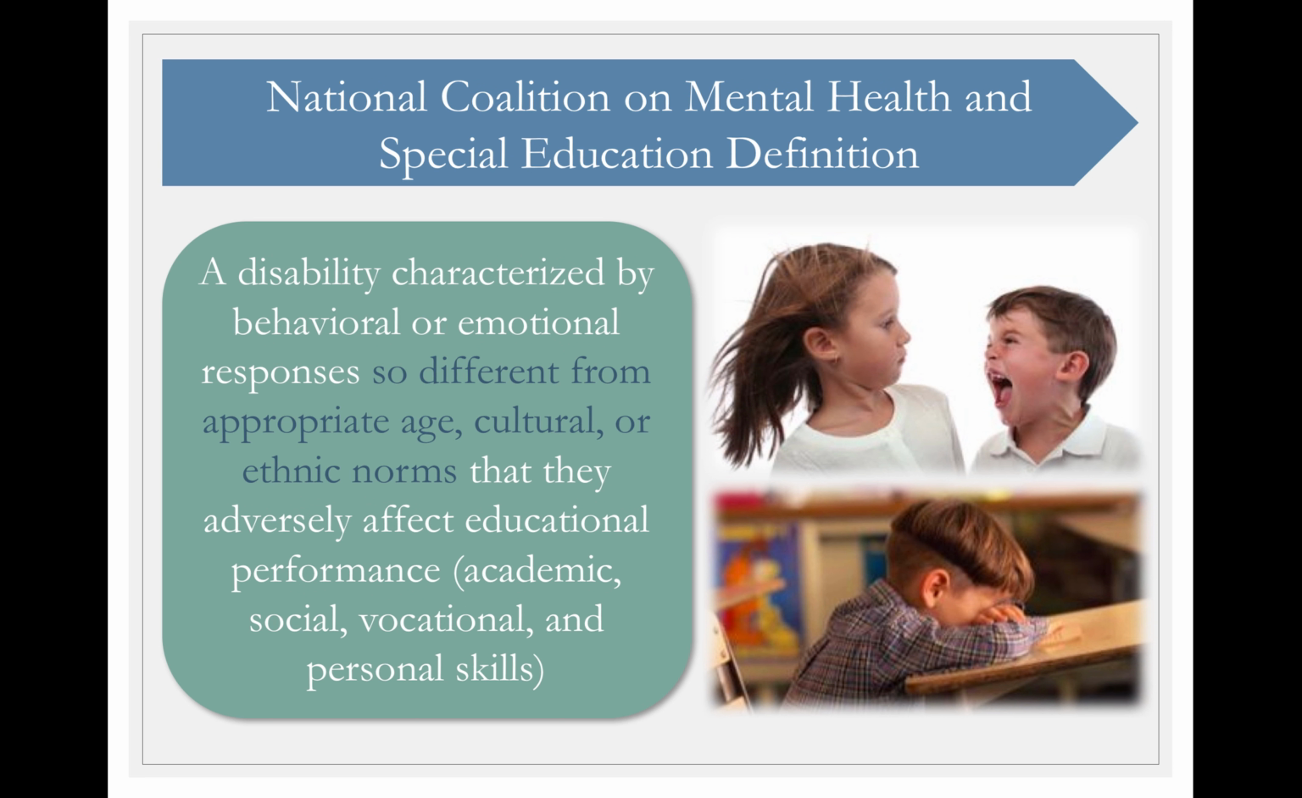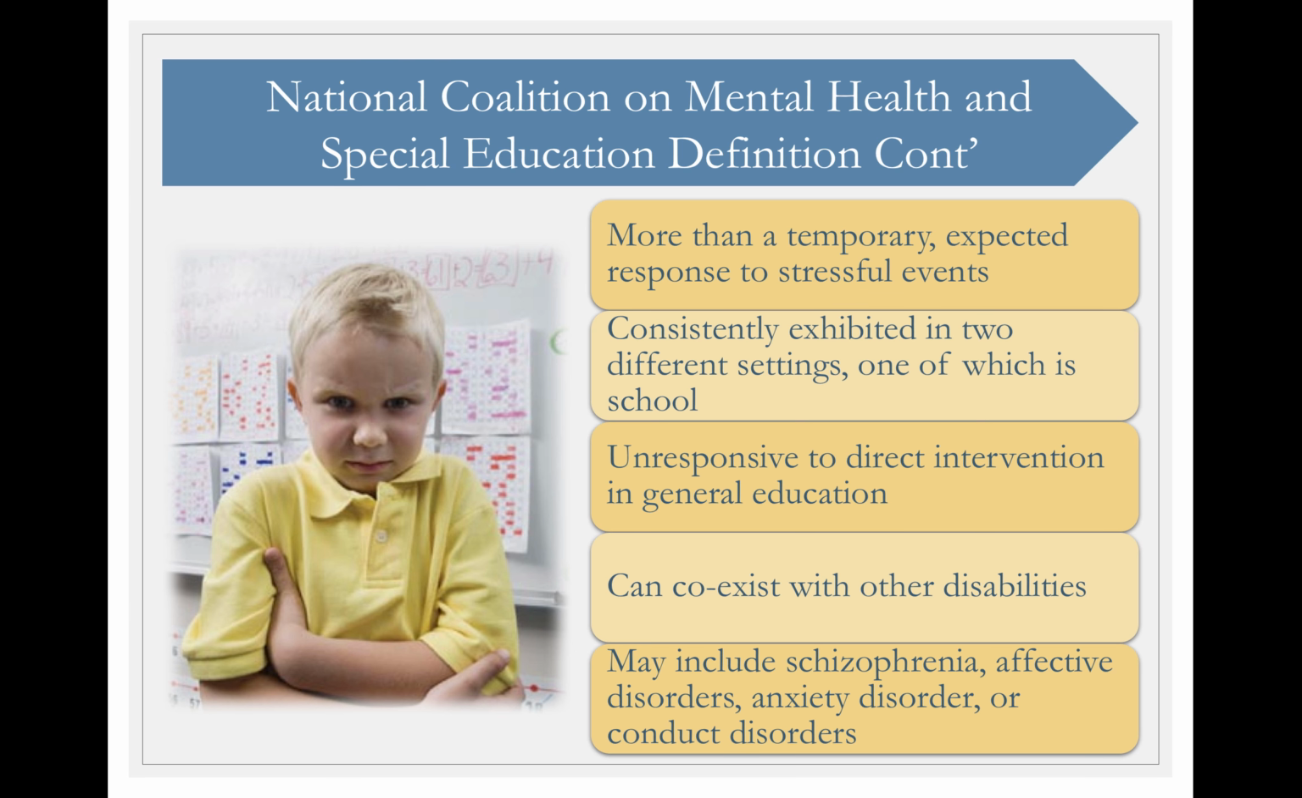So here you see this definition also addresses the fact that the characteristics are not appropriate for one's chronological age, that they are different from the culture in which the child resides and are within the ethnic group that the child's from. Additionally, they say that the characteristics are more than a temporary expected response to a stressful event. So, for example, a child going through divorce might experience depression for a period of time, but may be able to overcome that. So that might be a temporary thing.